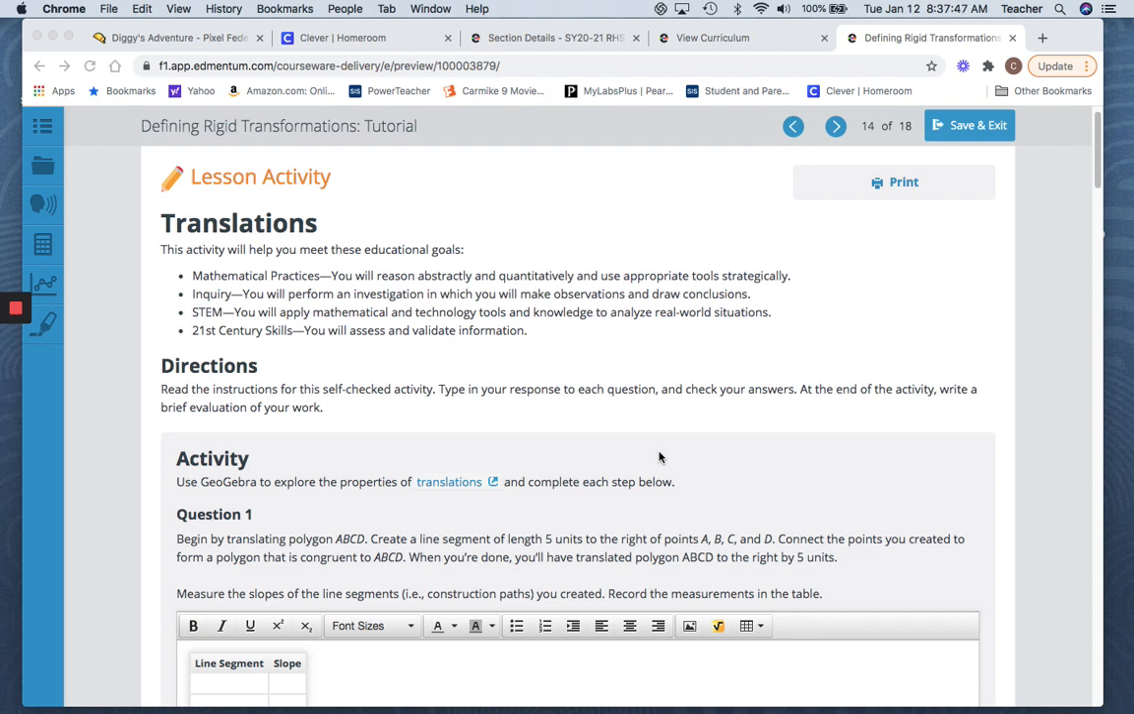Keeping this in mind, translation is when you take a figure and you shift it somewhere. Doesn't change the figure's size or shape. Therefore, it is a rigid transformation or a rigid motion. All right, well, with that in mind, let's see what's going on.